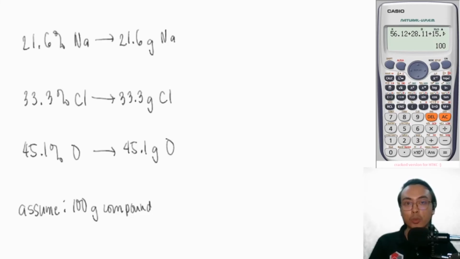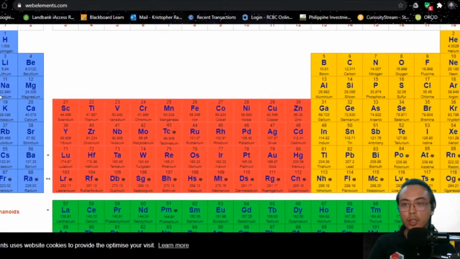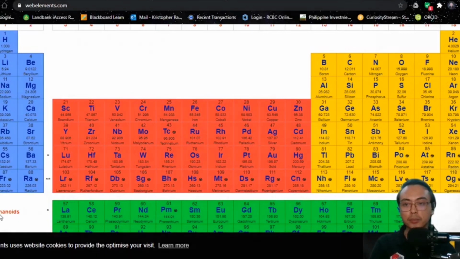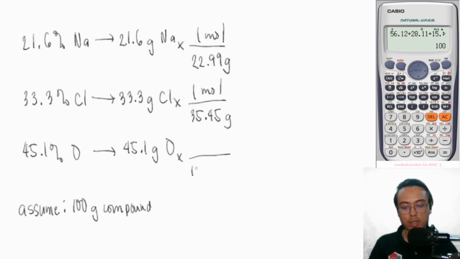Now we have to convert this to moles. We have 3 elements, so we need 3 molecular weights for sodium, for chlorine, and for oxygen. Let's convert first for sodium. Let's take a look at the molecular weight of sodium. That is 22.99. So we divide by the molecular weight to convert it to mole. The molecular weight of chlorine is 35.45 grams is to 1 mole. And the molecular weight of oxygen is 15.999 grams per mole.